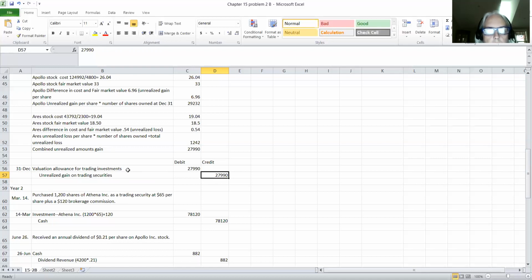The valuation allowance will show up underneath the cost of the trading securities on the balance sheet. So you'd have the trading securities, the cost amount, plus the valuation allowance of $27,990 to give you the fair market value on the balance sheet date of the investments. We're going to show you a balance sheet for year two, but they did not ask you to do a balance sheet for year one.